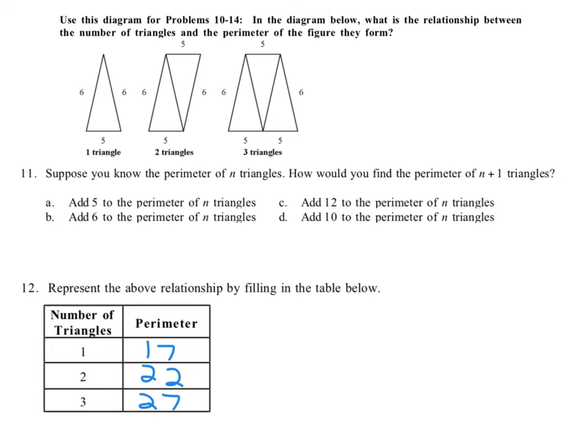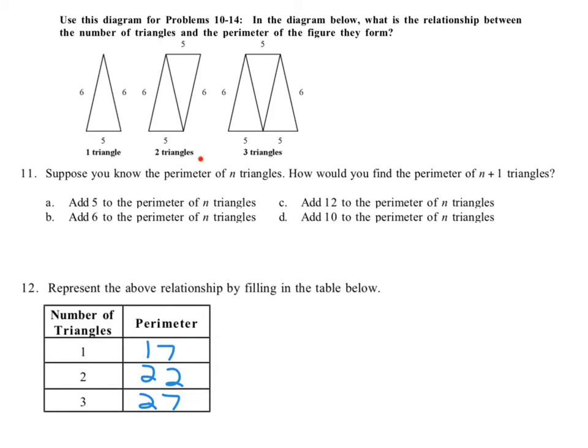Okay, so suppose you know the perimeter of n triangles. Number 11. N triangles. How do you find the perimeter of n plus 1 triangles? Okay, so you're adding one more triangle on. What does one more triangle added on do? It adds a total of 5 extra on, right? Every time you add another triangle, we get 5 more added on.